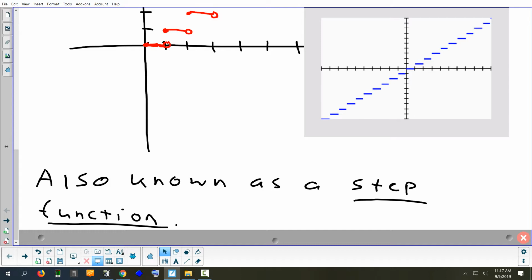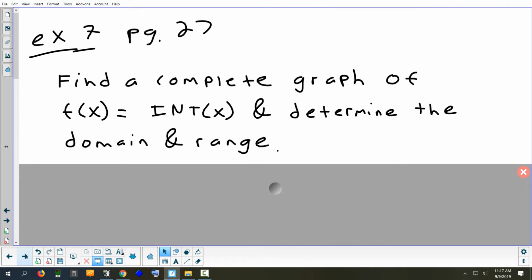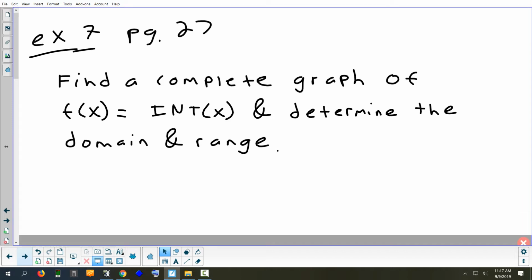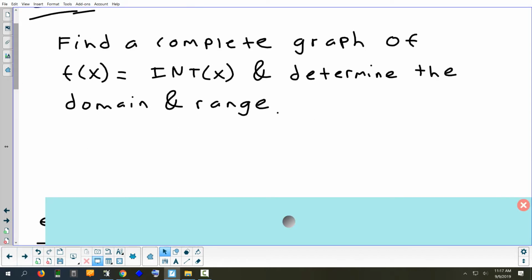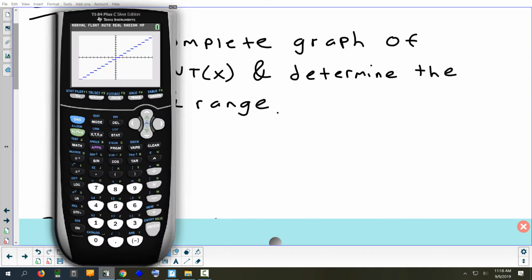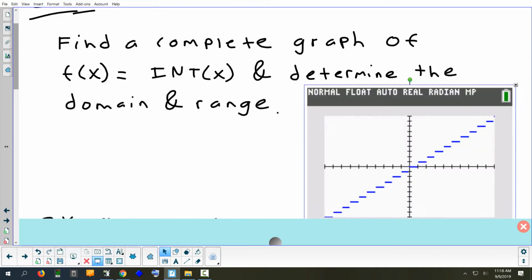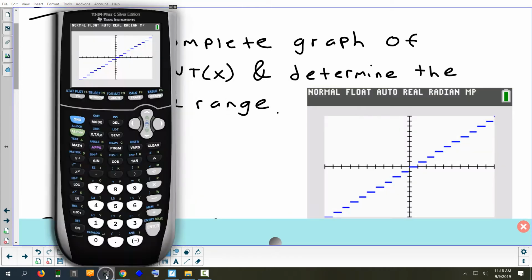Okay, so it's also called a step function. So this is the kind of direction, if you see this in the homework, find a complete graph, that's on the calculator. Basically, all you'd have to do is write down your x-min, x-max, y-min, y-max. Okay, so we've got a graph, so I'll just take the graph, put it there so you can see it again.